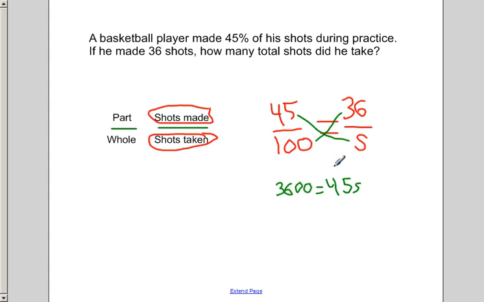And if we have 45S, we want to know what 1S is. We need to divide by 45. And we find out that the number of shots he took is 80. So 80 total shots taken. So if he made 45% of his shots and he made 36 shots, that means he took 80 shots.